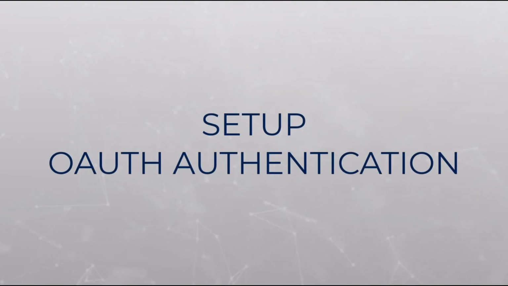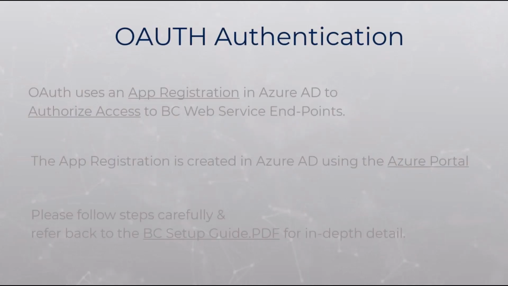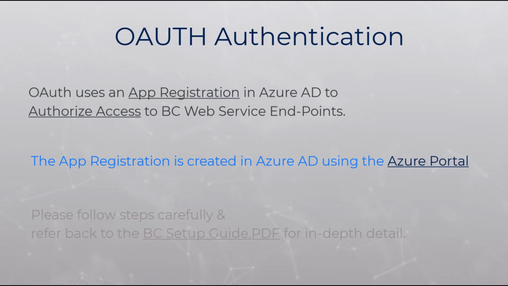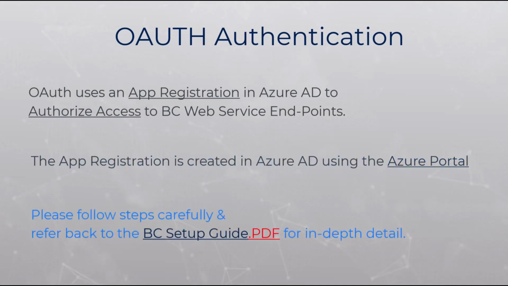We are now going to set up OAuth authentication in Azure Active Directory. OAuth authentication uses an app registration in Azure Active Directory to authorize access to the Business Central web service endpoints. The app registration is created in the Azure Active Directory using the Microsoft Azure portal. Please follow these steps carefully and refer back to the Business Central Setup Guide PDF for further details.